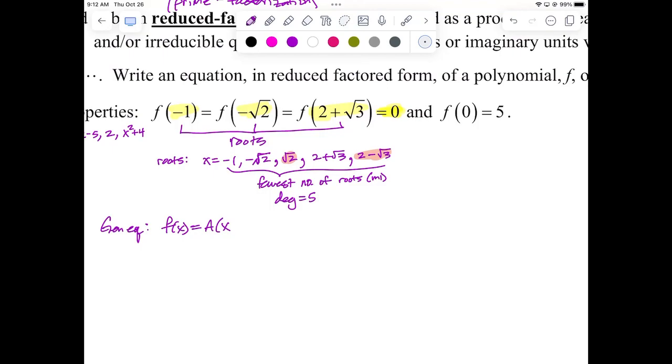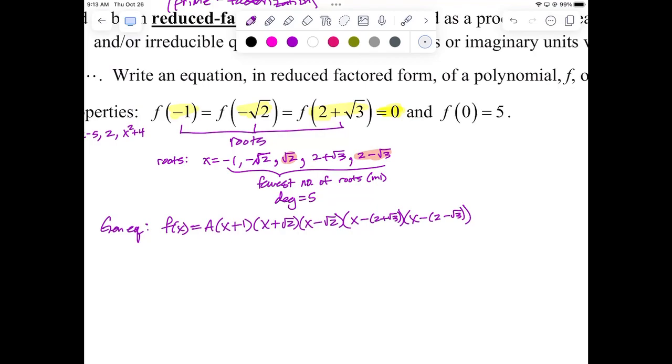It's x minus negative 1. What's x minus negative 1? x plus 1. Okay. And the next one is x minus negative square root of 2. What's x minus negative square root of 2? x plus the square root of 2. And then the next one would be x minus the square root of 2. We got that. Now be careful here. I have x minus parentheses 2 plus the square root of 3. We got two terms now on the root. So I'm going to put parentheses, and then it's x minus parentheses 2 minus the square root of 3.